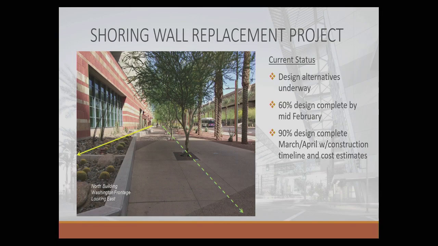And just to point out on this image that you're looking at, this is the area that will be affected during construction. So this is the sidewalk adjacent to Washington Street. The solid yellow line is approximately where the current temporary wall is below grade, and the dashed green line is the approximate location of where the new permanent wall would have to be constructed. So there's going to be some disruption to the sidewalk and pedestrian traffic, but we will be working closely with light rail and with streets to coordinate the construction.